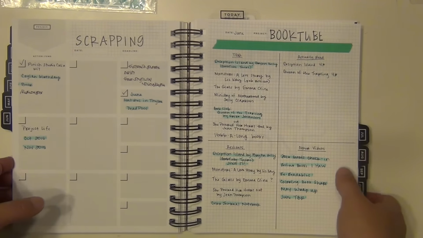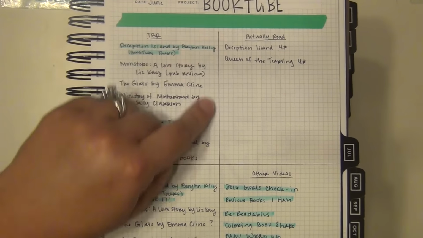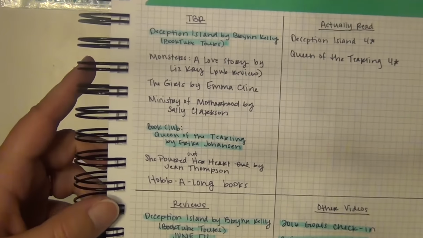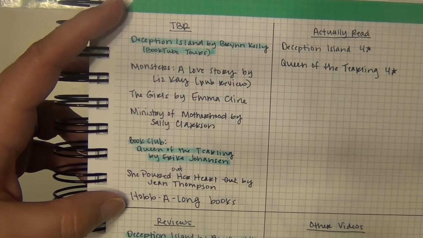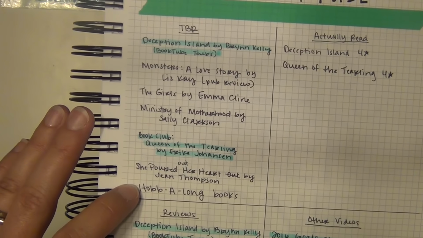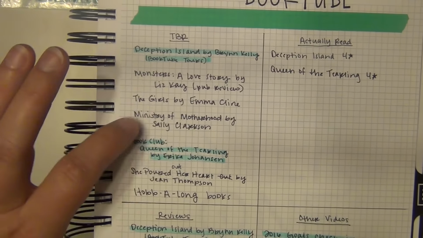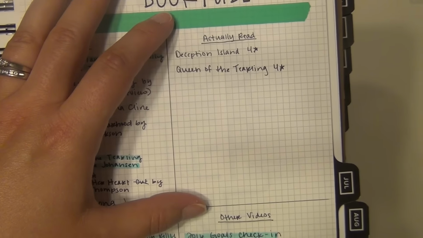So I have, this was for June. So I used my pen and ruler and just blocked it off. So up here, I have my to be read pile. So this is all the books that I plan to read in the month. And I will highlight them as I actually read them. Here's what I actually read.